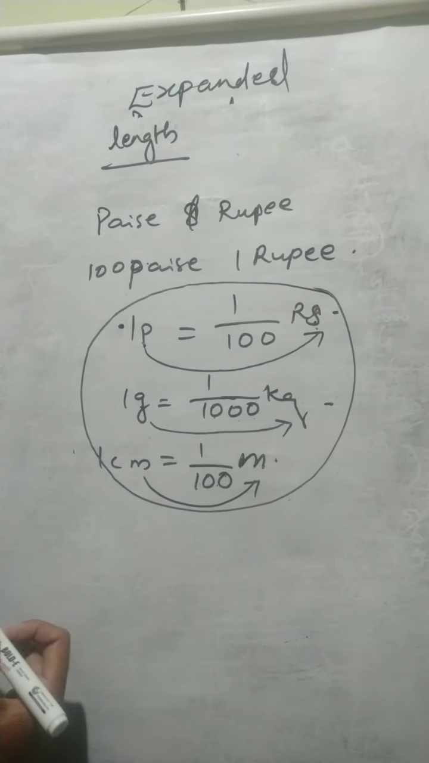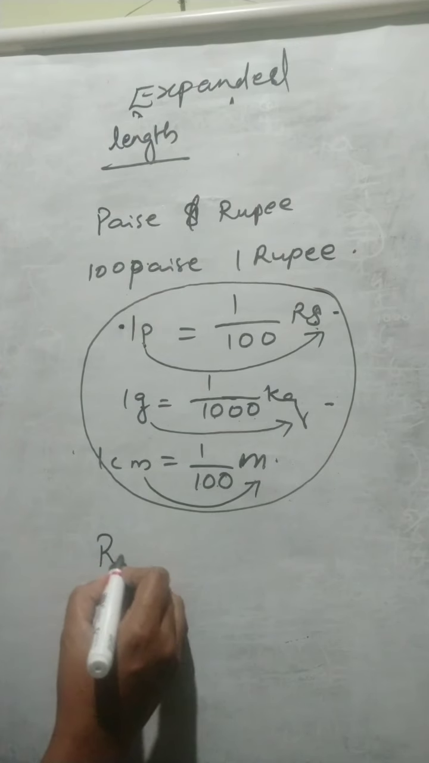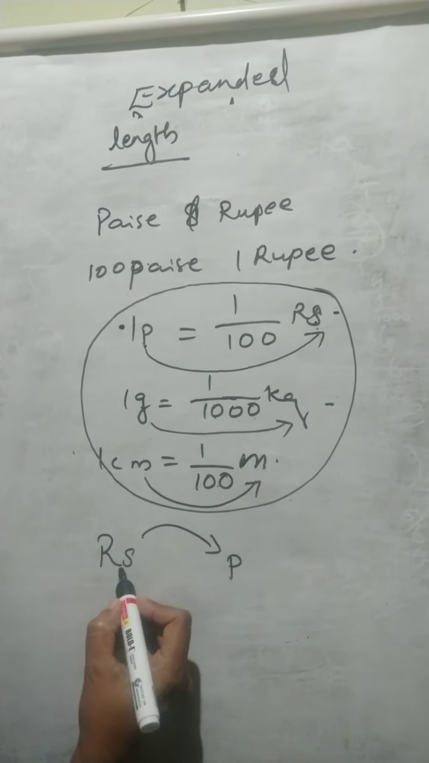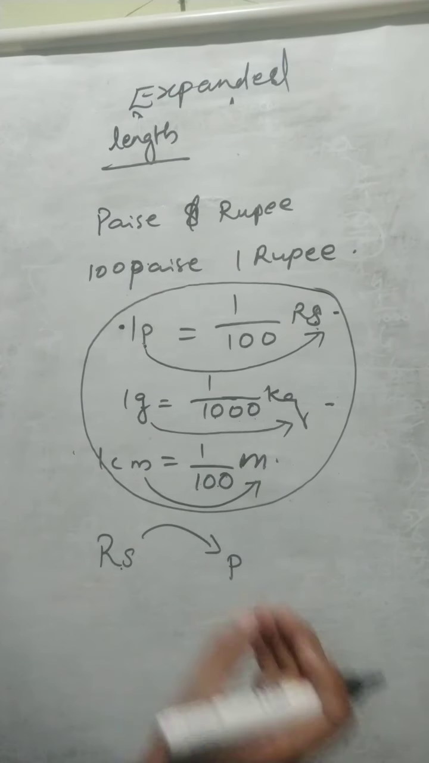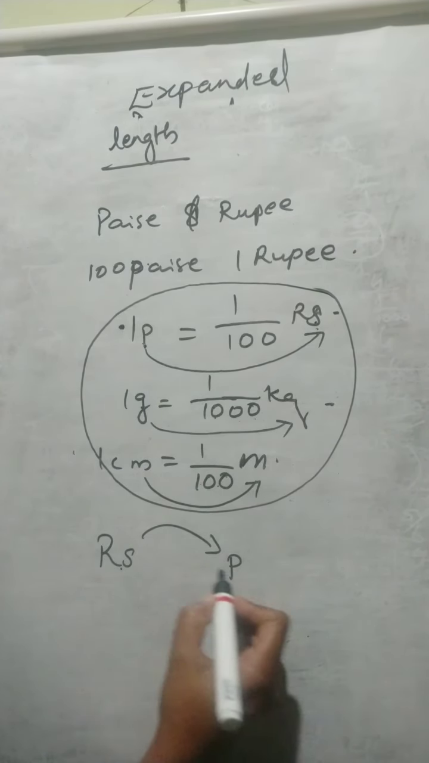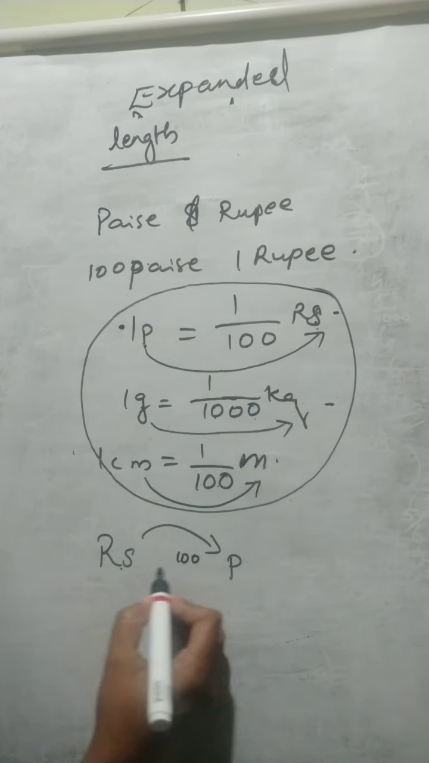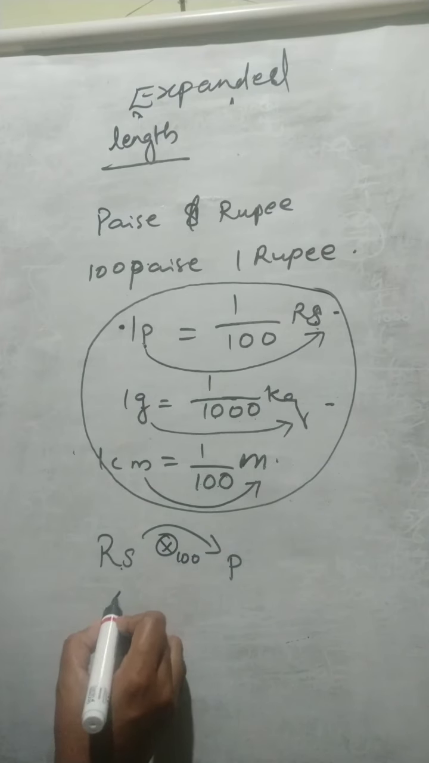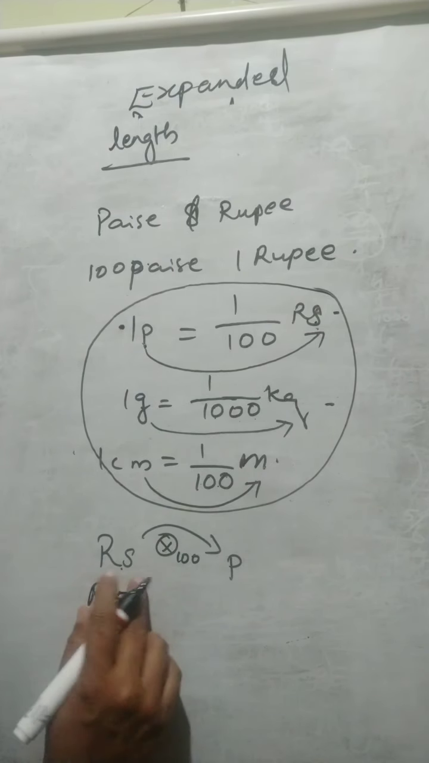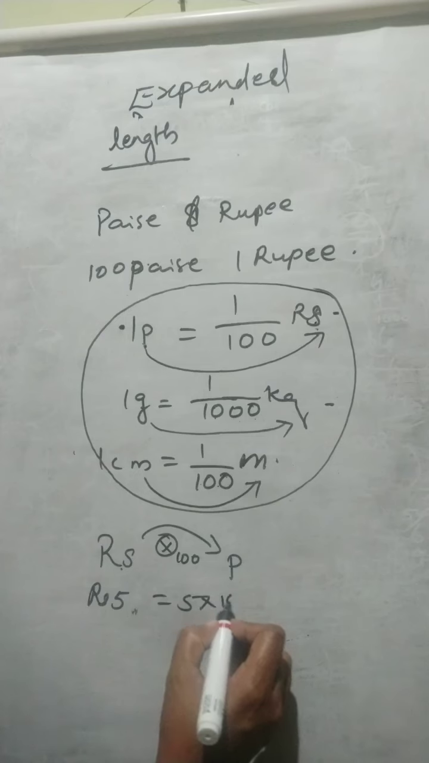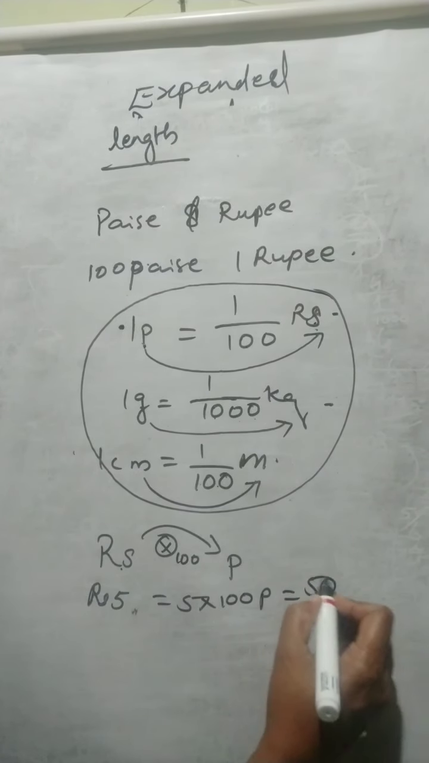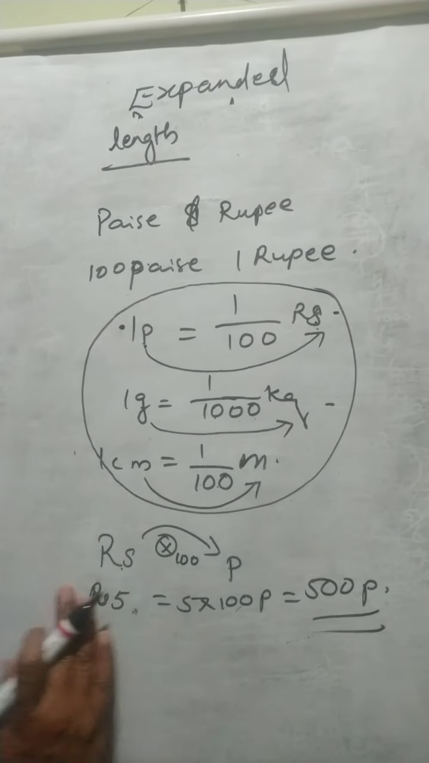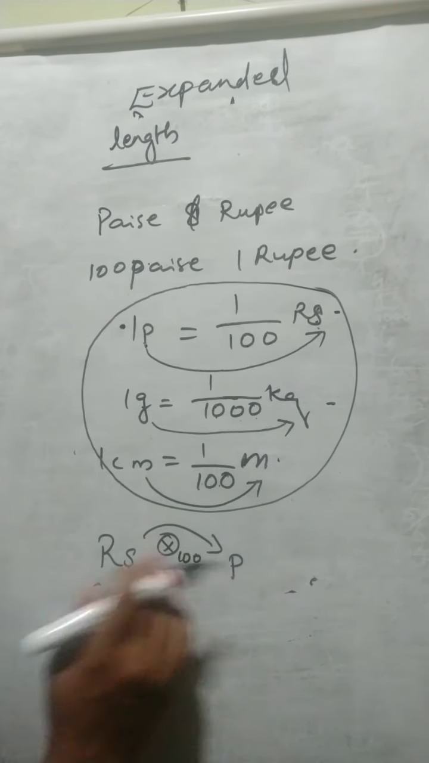Then in case of another one, that means rupees, when we are converting to paise, here rupees is the higher unit and paise is the smaller unit. That means 100 paise is 1 rupee. So we have to multiply by that. That means 5 rupees is equal to 5 times 100 paise, that means 500 paise. So we have to multiply when we are converting a bigger unit to a smaller unit.